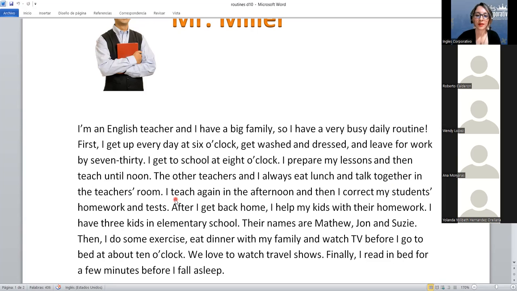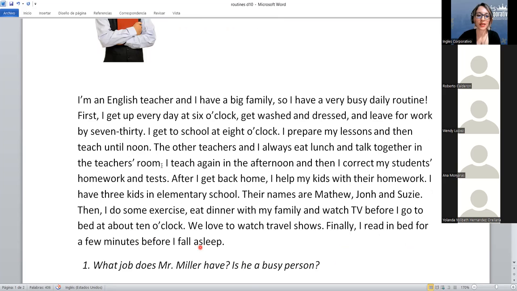I teach again in the afternoon, and then I correct my students' homework and tests. After I get back home, I help my kids with their homework. I have 3 kids in elementary school. Their names are Matthew, John, and Susie. Then I do some exercise, eat dinner with my family, and watch TV before I go to bed at about 10 o'clock. We love to watch travel shows. Finally, I read in my bed for a few minutes before I fall asleep.